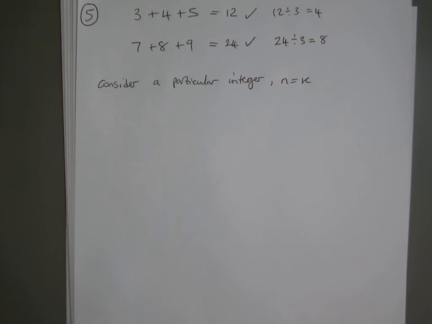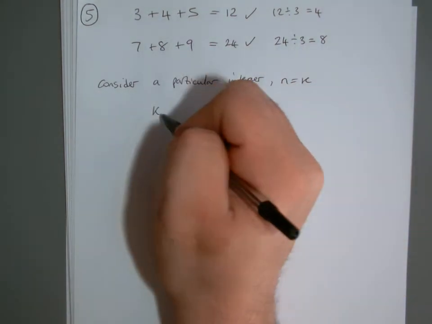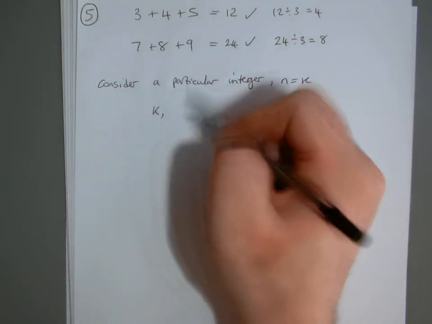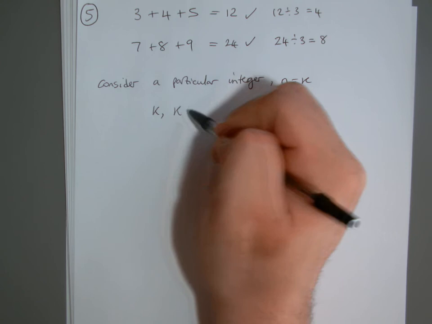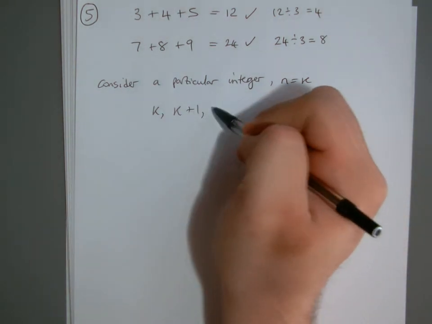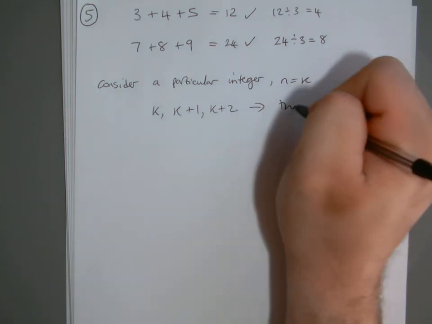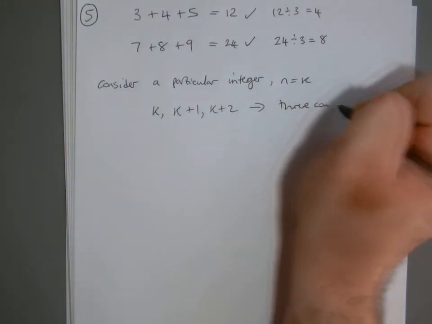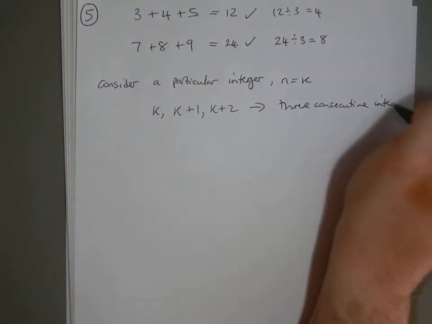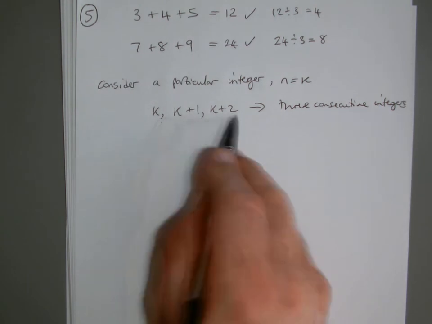K could be anything. So if we've got integer k, the next one along will be k plus 1, won't it? And then the one after that will be k plus 2. So these will be three consecutive integers. I'm just adding 1 onto k, and then adding 2 onto k, so you've got three consecutive integers.